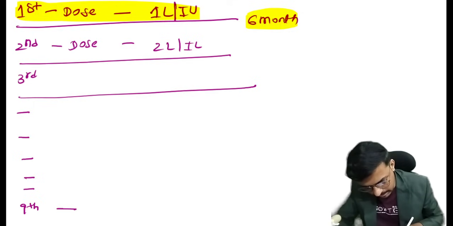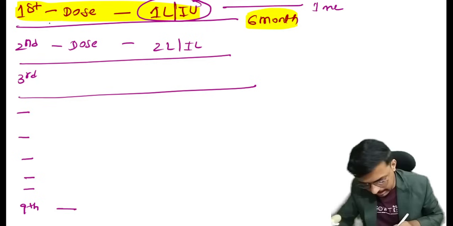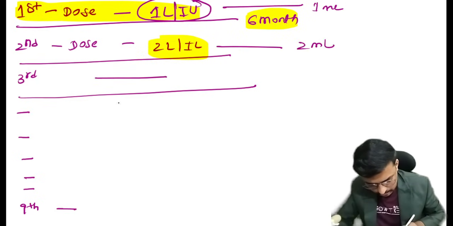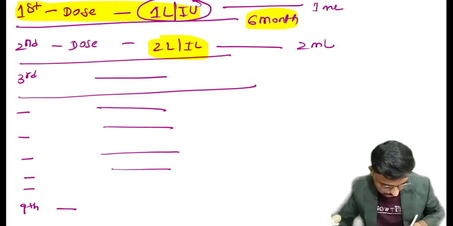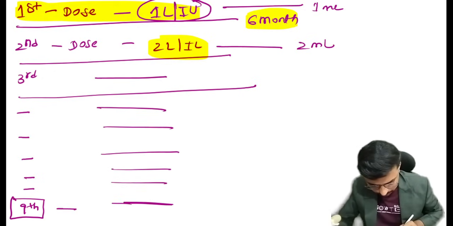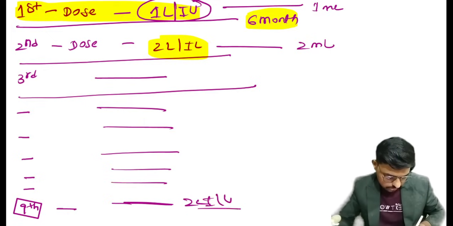The first dose is 1 lakh international unit, that is 1 ml, and the 2 lakh international units is 2 ml. Here again, 2 lakh, we will give till the 9th dose, only 2 lakh international units. So 2 lakh international units we will give till the 9th dose.